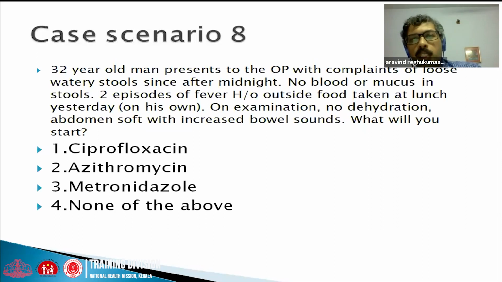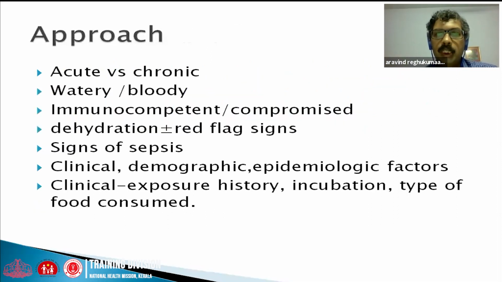The patient is having acute watery diarrhea, and this occurred about 12 hours after taking food from outside. So these are the questions that should come to our mind when we approach a case of diarrhea. Is it an acute diarrhea or a chronic diarrhea? In this case, it is an acute diarrhea. Is it watery or bloody? Bloody diarrhea means the organisms are likely to be Salmonella, Shigella, etc., and probably the patient might require antibiotics. In this case, it is a watery diarrhea.